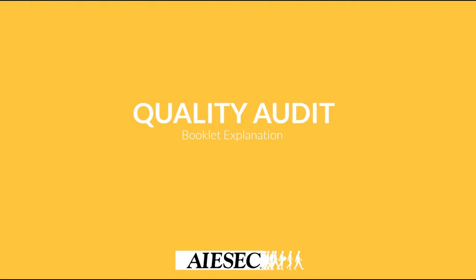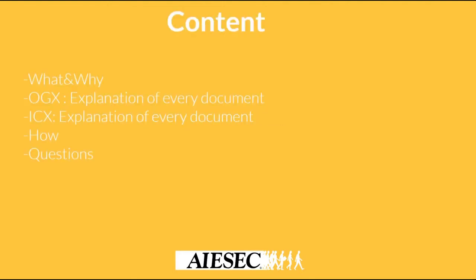This is a brief booklet explanation about quality audit. So the content of this video will be what is audit and why it's so important for it to happen. Secondly, we will check the OGX and ICX documents, and I will explain a little bit what they are and why we need them. Later on, we will continue with how you can submit these documents and, most importantly, where. And we will close with some frequently asked questions, which I will try to answer.